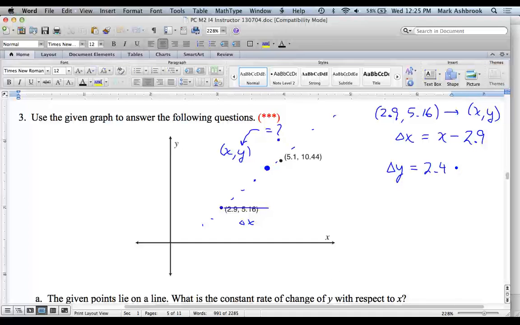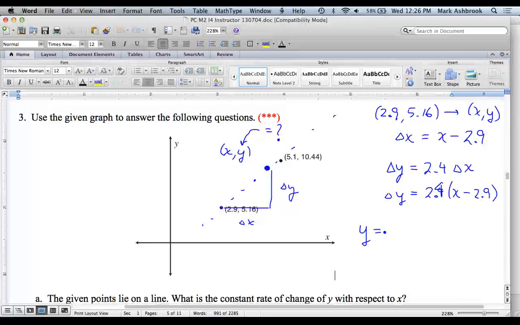Times delta x. All right, and that's represented here. This is our delta y. But we know what delta x is now, right? What is it? It's right here, x minus 2.9. Remember, changes in y for this line are always 2.4 times the change in x. And our change in x is x minus 2.9. One more thing, and what are we after? We're after this value of y. We're ready to write what it equals.